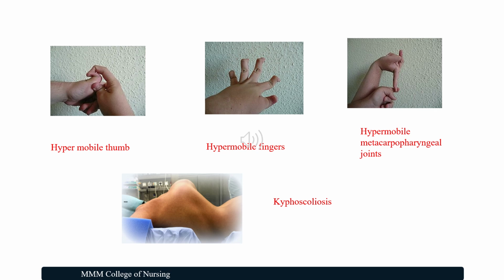In the first picture we can see a hypermobile thumb, the second one shows hypermobile fingers, the third picture represents hypermobile metacarpophalangeal joints, and the fourth one is kyphoscoliosis. These are the pictorial representations of the signs and symptoms of EDS.